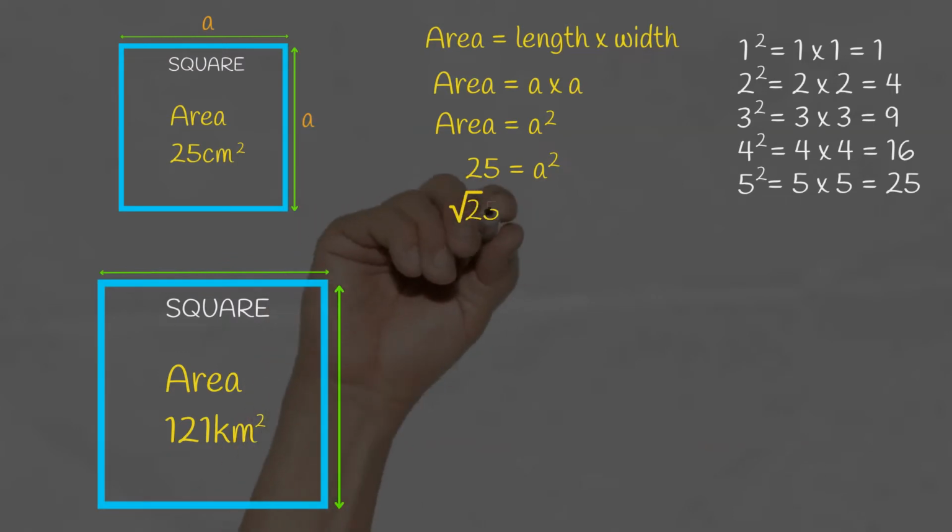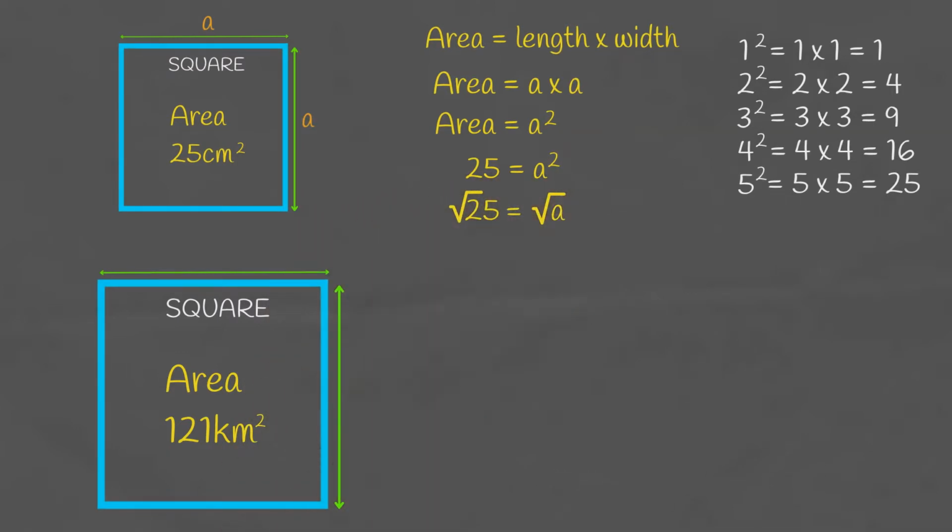So we have the square root of 25 is equal to the square root of A squared. Now if you type in the square root of 25 on your calculator, you'll get 5, and the square root and the squared of A cancel each other out, so you just get A. So A is equal to 5 centimetres.